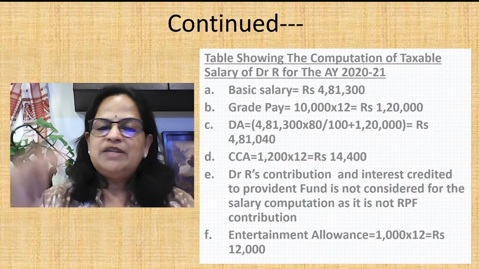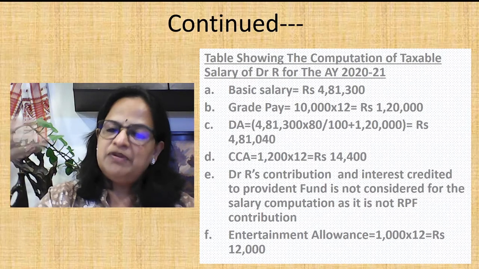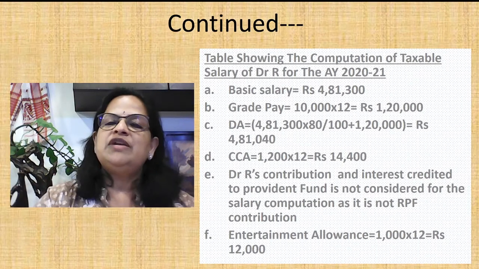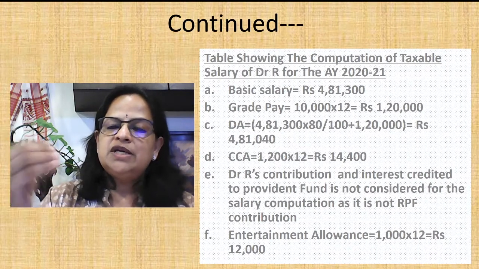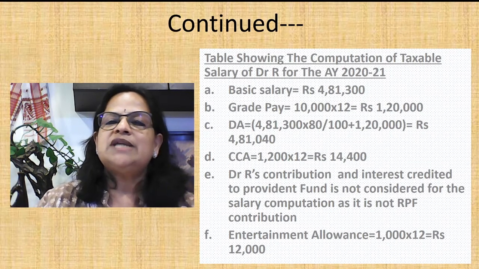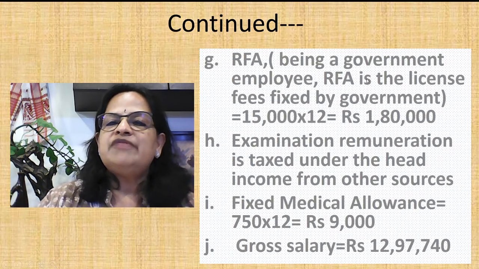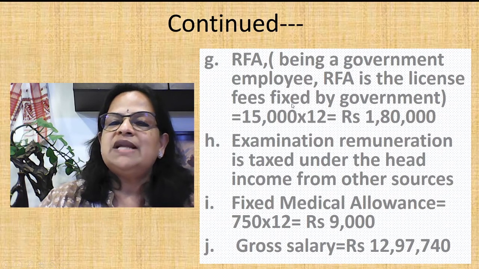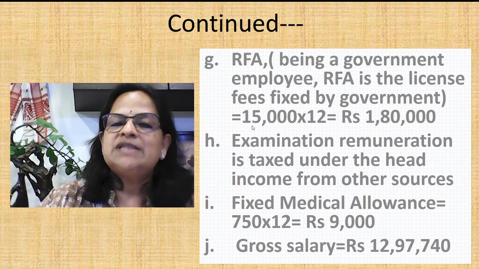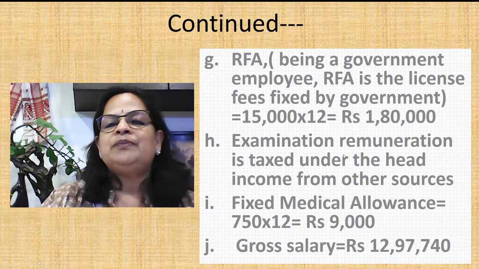Now, entertainment allowance, two adjustments. Here we will add it to gross salary. Again, we will find out the exempted limit and we will deduct it. So 1,000 into 12, 12,000 is added to gross salary. RFA, being a government employee, RFA is the license fee fixed by the government. It's directly given in the question, 15,000 into 12, 1,80,000.